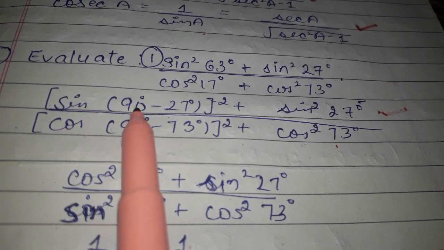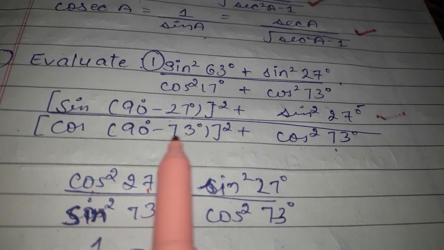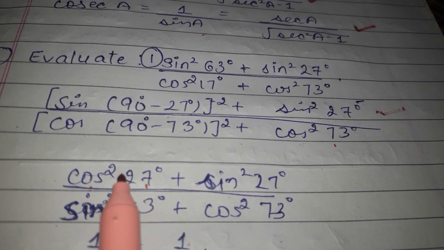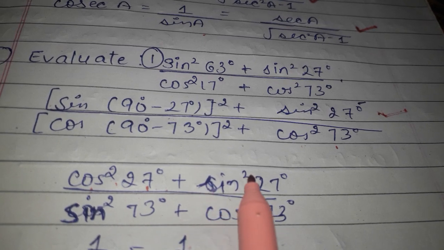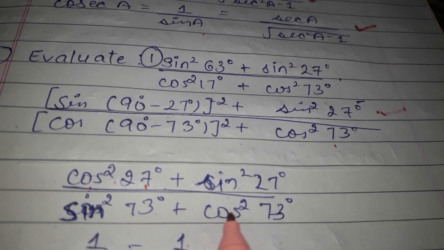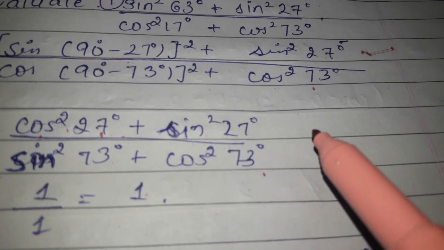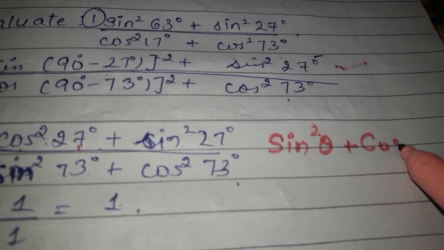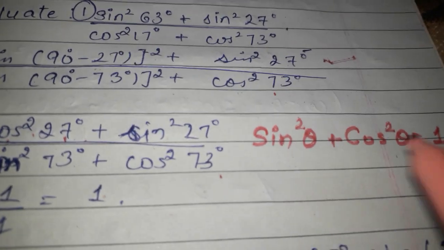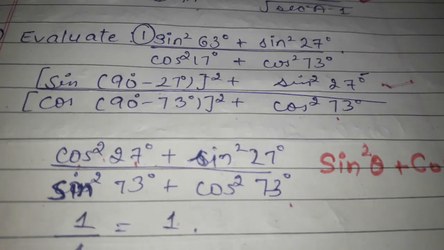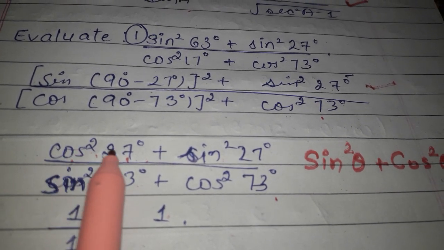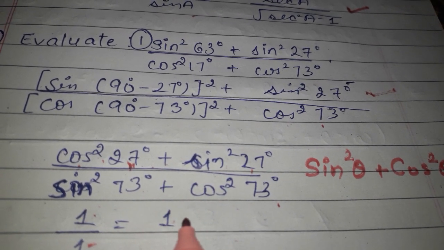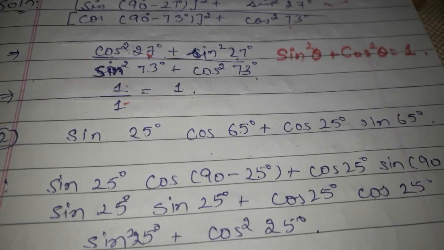Now sin 90 minus theta will be cos theta, and cos 90 minus theta will be sin theta, and the square is already there. So it will become cos square 27 degree plus sin square 27 degree upon sin square 73 degree plus cos square 73 degree. And I know that sin square theta plus cos square theta is always equal to 1, where theta should be equal. Both the thetas are equal here, 27 27, 73 73. So its value will be 1, and will give us the answer 1.